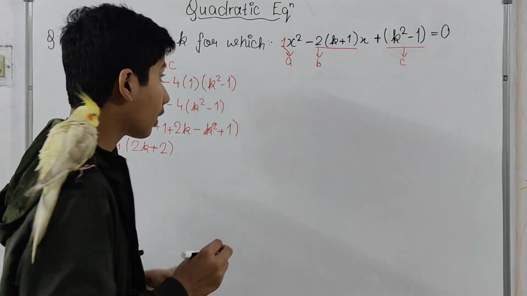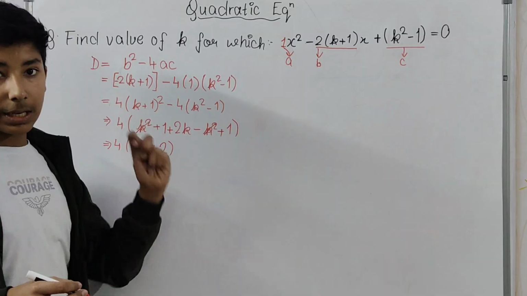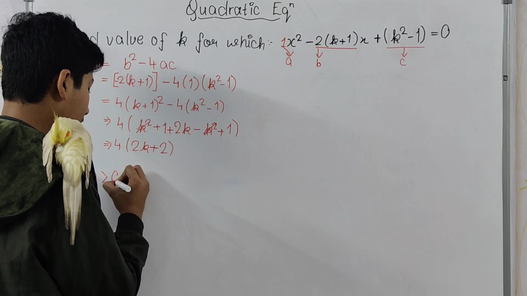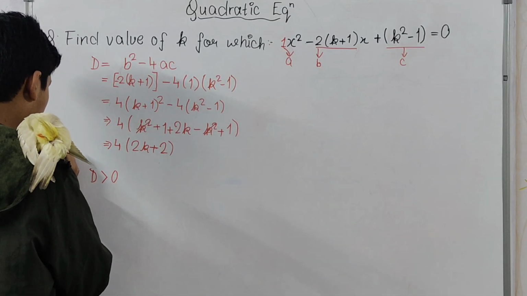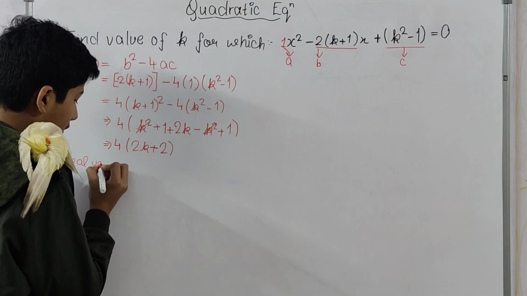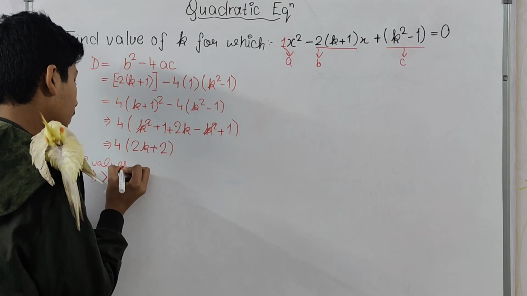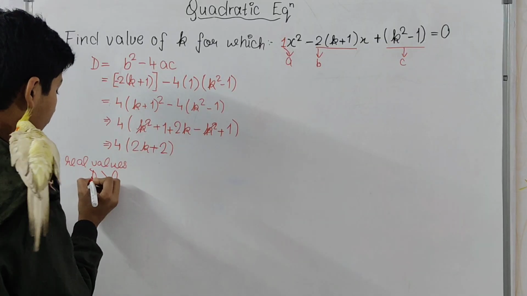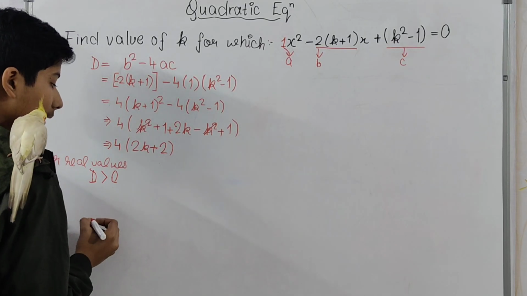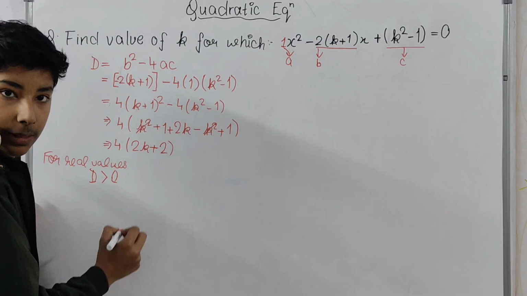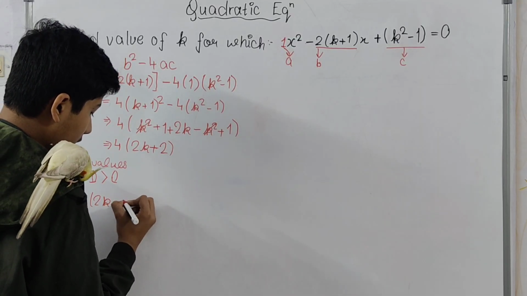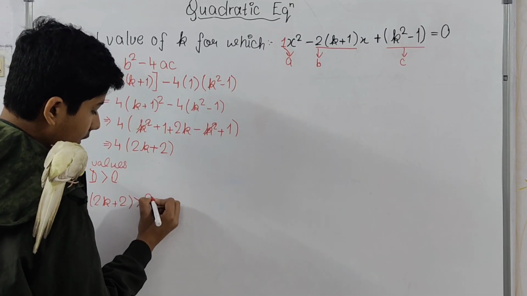Now what we will see, for the real values we have to find out the real values. So real and unequal values, d greater than 0. For real values which are unequal also, d greater than 0. So if d is greater than 0, and the value of d is this, we'll put this 4 into 2k plus 2 greater than 0.